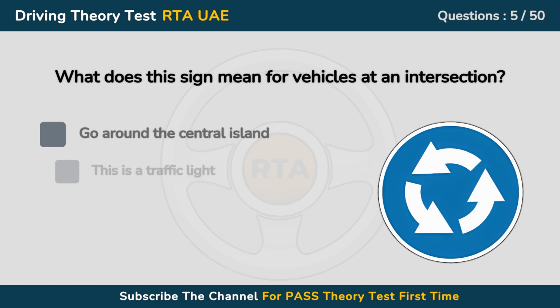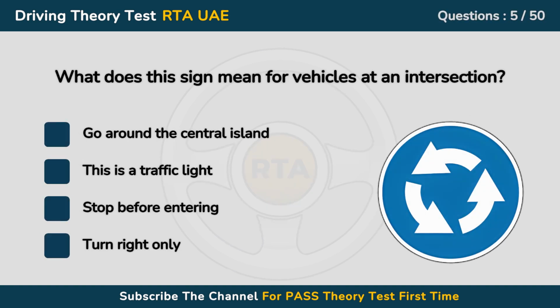Question 5. What does this sign mean for vehicles at an intersection? A. Go around the central island. B. This is a traffic light. C. Stop before entering. D. Turn right only.